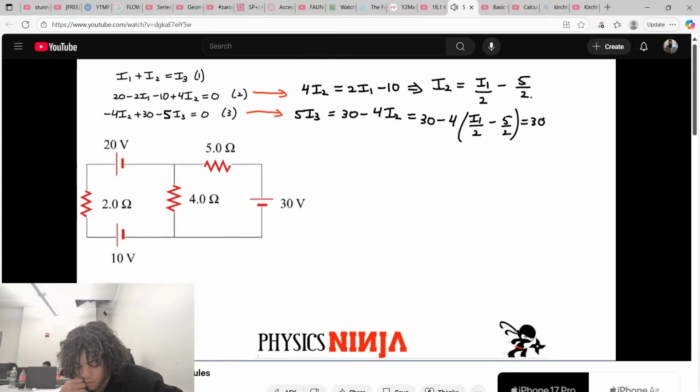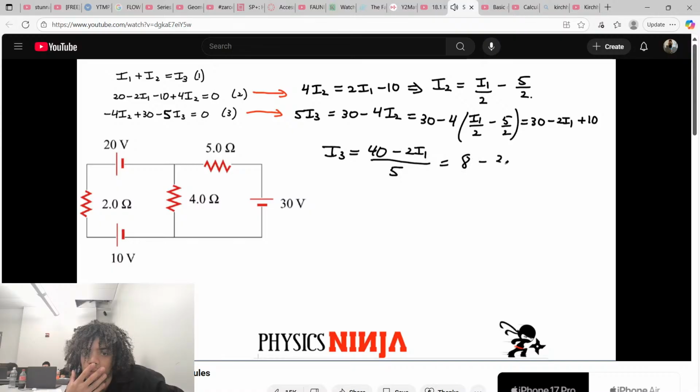This is 30. And this here, if I multiply through, what am I going to get? I'm going to get minus 2I1. Over here, what's going to be left? Plus 10. Okay, so at the end, my expression for I3, remember here I had 5I3. So really at the end, I got to divide through by 5. So what are we left with? We're going to get 30 plus 10 gives me 40, minus 2I1. I can't forget to divide by 5. So this here simplifies nicely to 8 minus 2 over 5 I1.